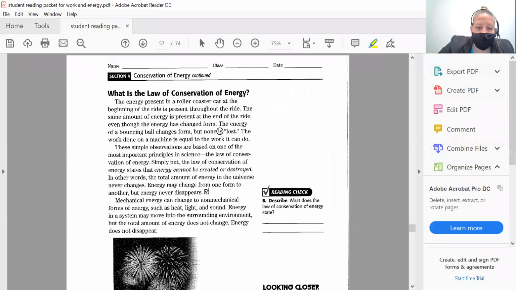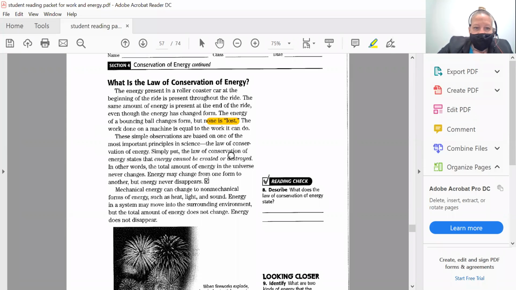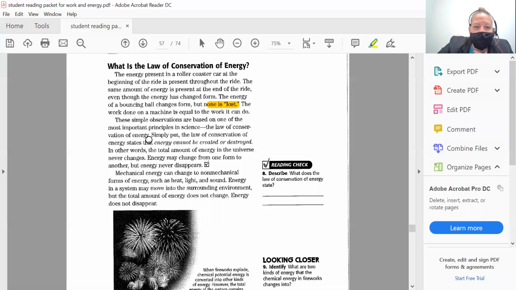What is the law of conservation of energy? We've studied that before. The energy present in the roller coaster car at the beginning of the ride is present throughout the ride. The same amount of energy is present at the end of the ride, even though the energy has changed forms. The energy of a bouncing ball changes forms, but none is lost. The work done on a machine is equal to the work it can do. These simple observations are based on one of the most important principles in science, the law of conservation of energy. Simply put, the law of conservation of energy is that energy cannot be created or destroyed. In other words, the total amount of energy in the universe never changes. Energy may change from one form to another, but energy never disappears.